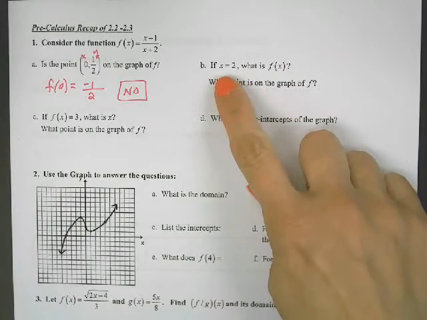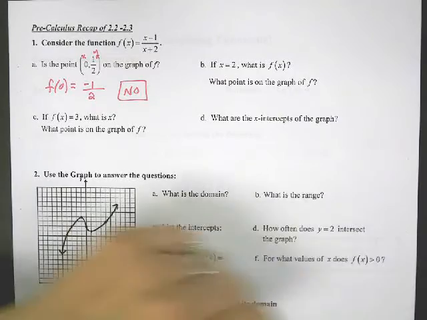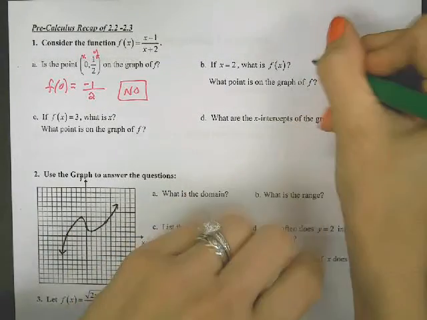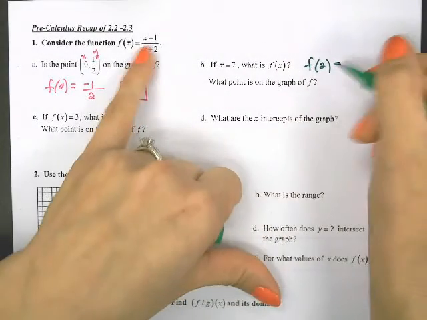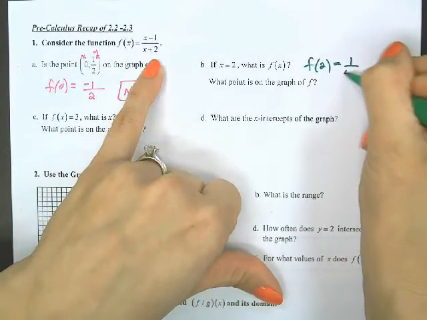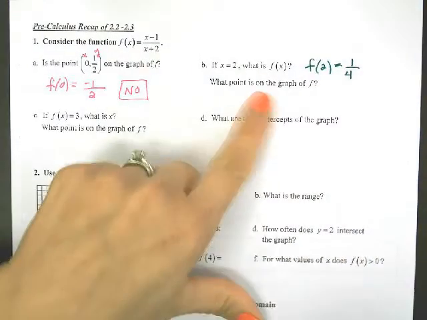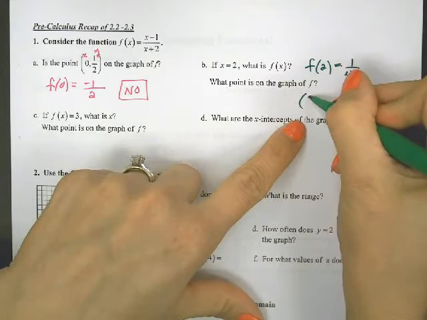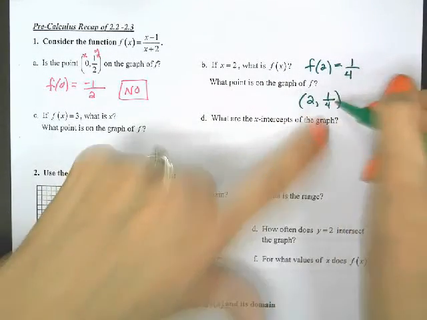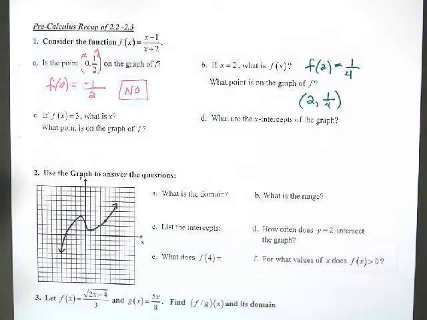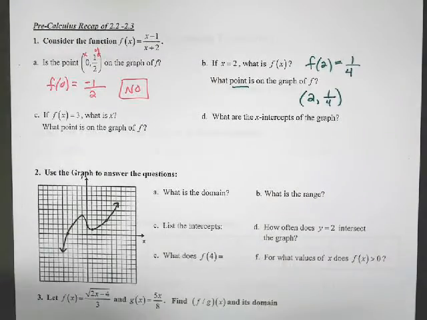For part B, it says if x is 2. Okay, so they want me to now plug in the number 2. F of 2 is 2 minus 1, 1, over 2 plus 2, 4. F of 2 is 1/4. What point is on the graph? Well, the point 2, comma 1/4. When 2 goes in, 1/4 comes out. Okay, so writing a point as an x and a y, and this would be function notation.